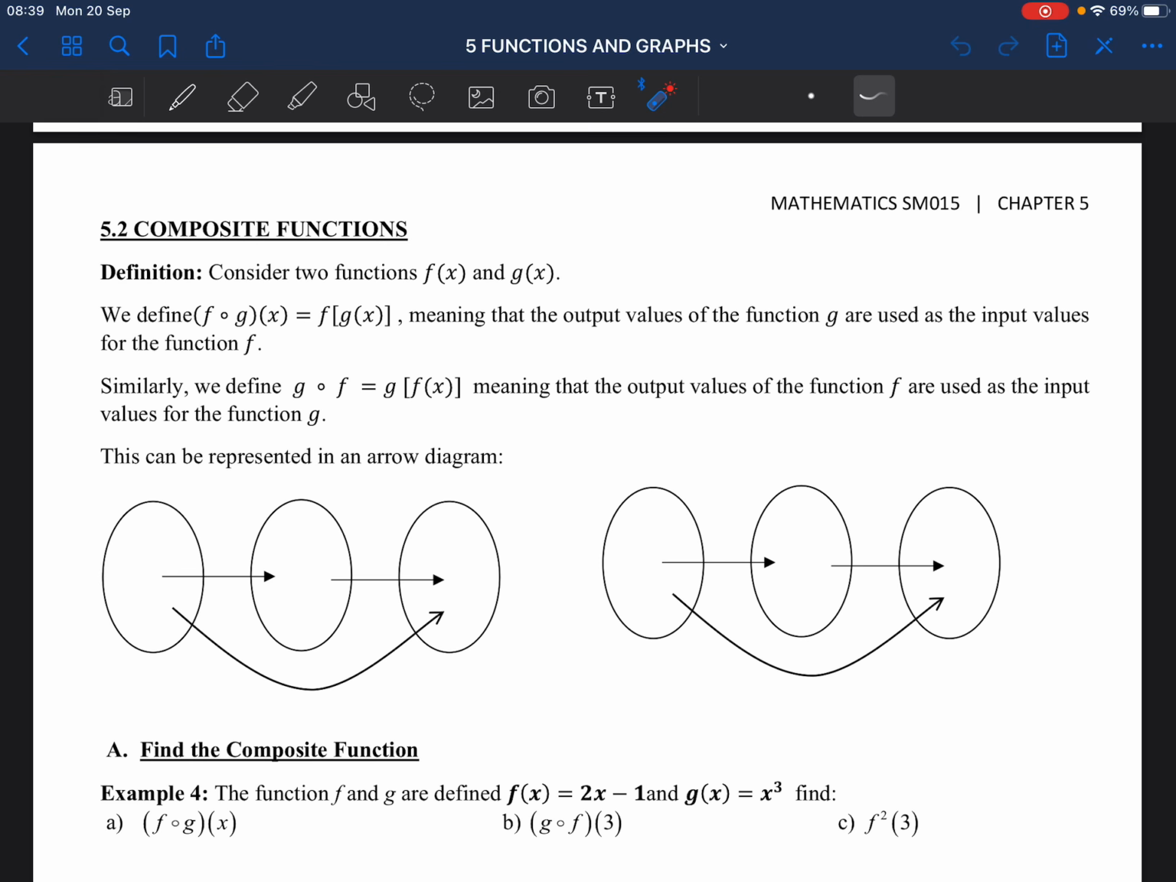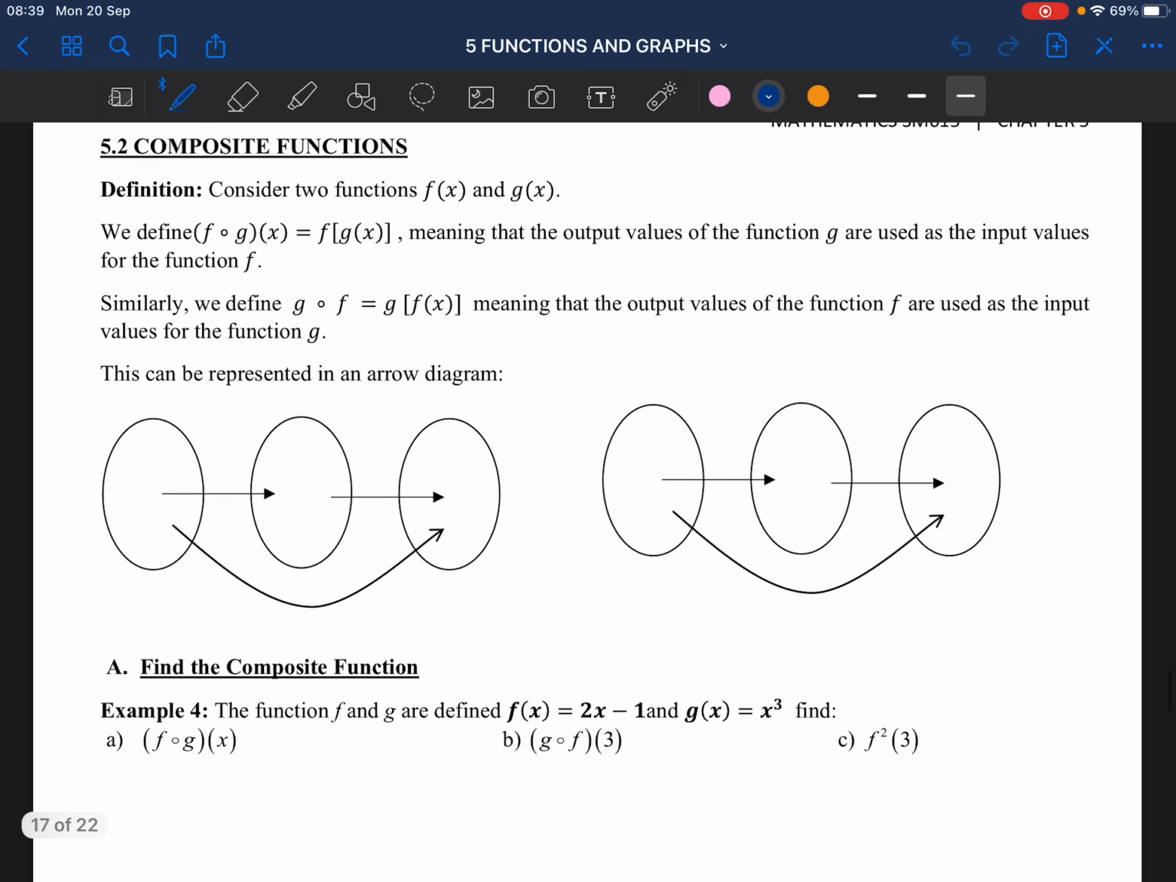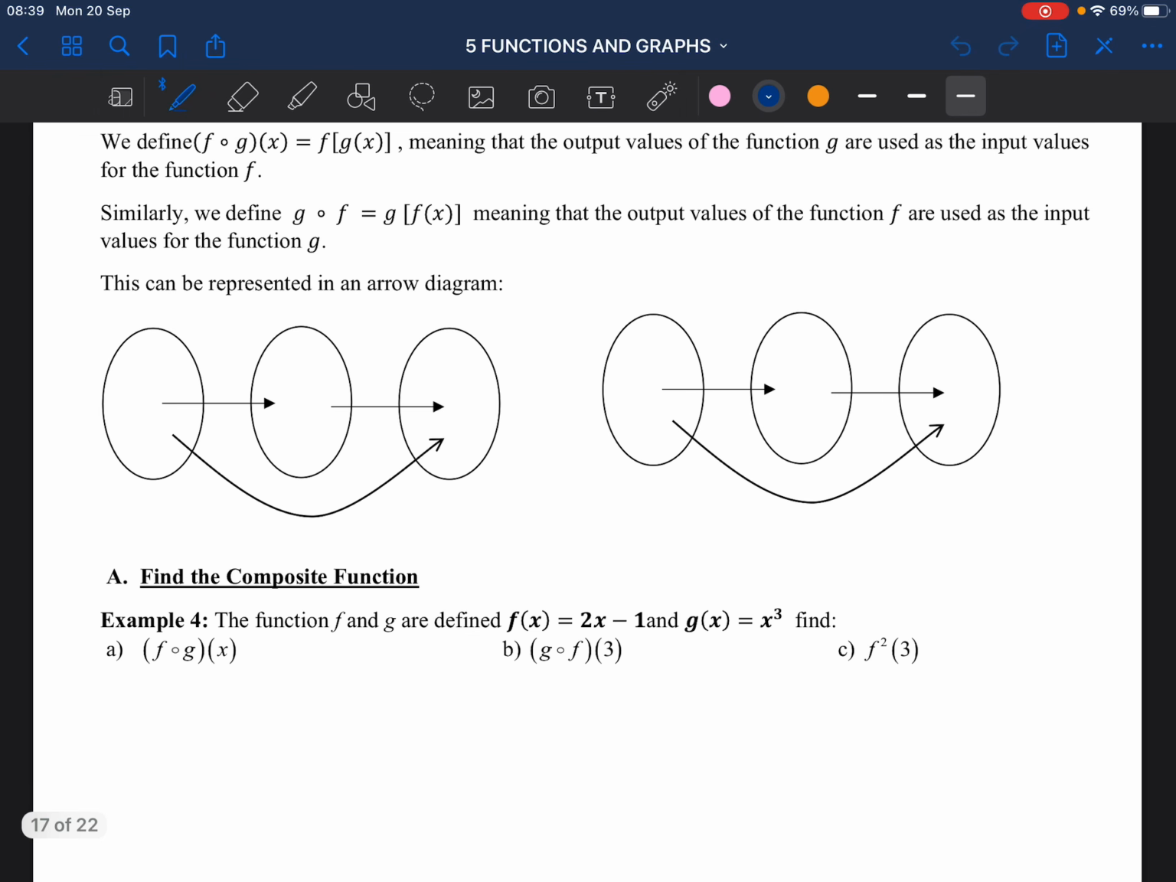So as you can see here, let's say if we have two functions f(x) and g(x), so we define f∘g(x). So kalau tengok simbol kat sini dia ada bulat macam tu, that is a composite function. Or you can write it as fg(x) as well, which means f is composite with g(x). Okay, so if you want to represent it as an arrow diagram, it will look something like this.